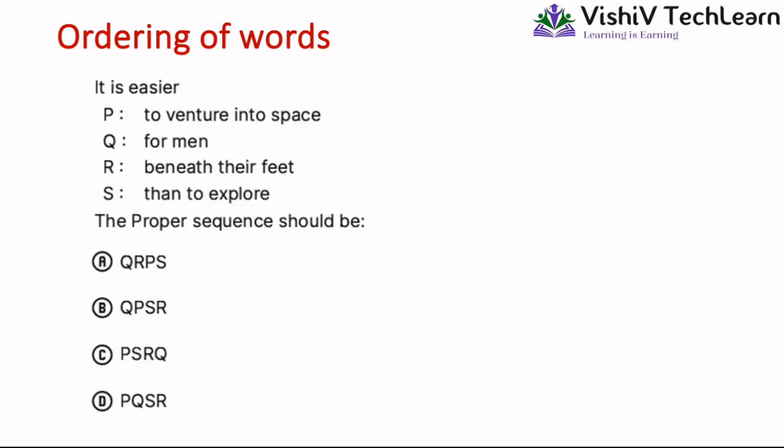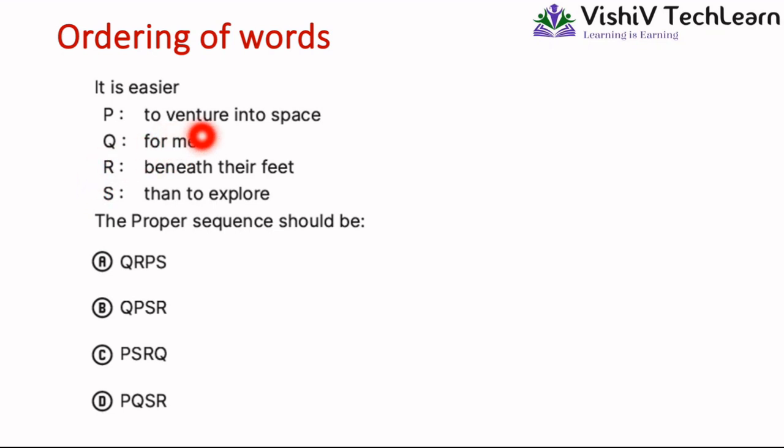Let's go for the last question. Maybe two more questions if we are remaining with. It is easier to venture into space for men beneath their feet than to explore. It is easier for men, that may be the starting part, to venture into space beneath their feet than to explore. The next could be to venture into space. Now we have to deal with R and S, whether it is R or S, middle part and ending part, that we have to decide. So let's check for both.